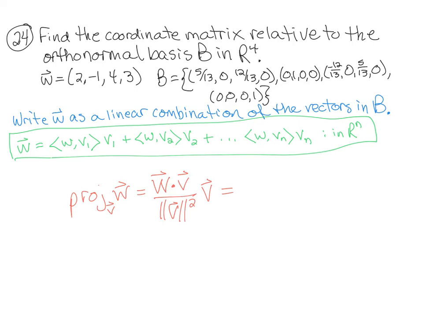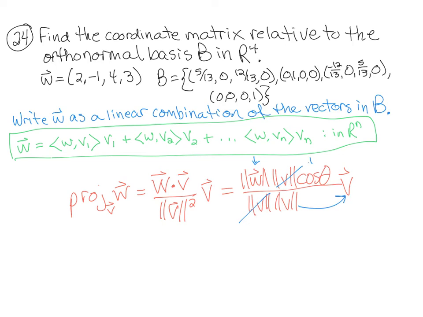Now, one more time, we've done this before. W dot V is the magnitude of W, magnitude of V, cosine of the angle between them, and the bottom is magnitude times magnitude, and this is all times the vector V. Well, you see, this cancels this, and if I take this guy and put it over there, now I have a unit vector in the direction of V. That leaves me with this guy and this guy.